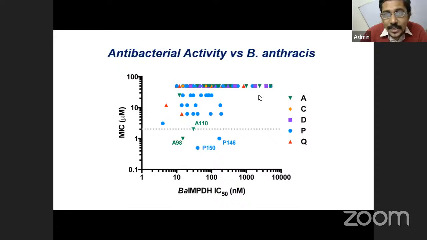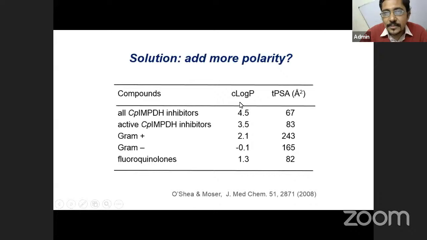So MICs are very, very high. All are sitting above, I should say, 5 micromolar. This is not a very good MIC. So what can be done over here?